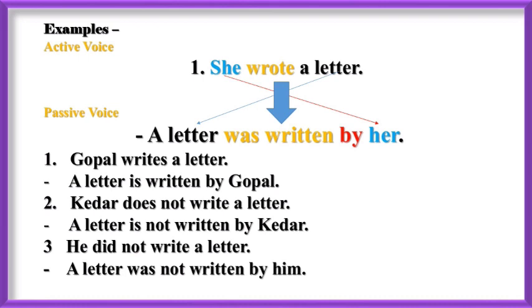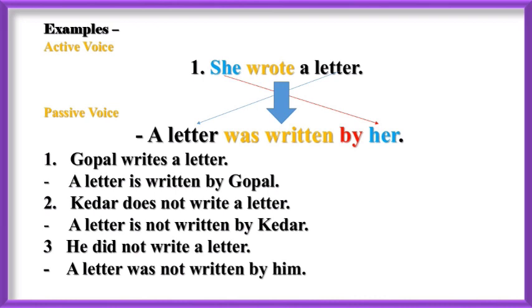Now learn the first example of assertive sentences. "Gopal writes a letter" in active voice. The change in passive voice is as follows. "A letter is written by Gopal." Second example. "Kedar does not write a letter," in negative sentence. The passive form of the sentence is as follows. "A letter is not written by Kedar."